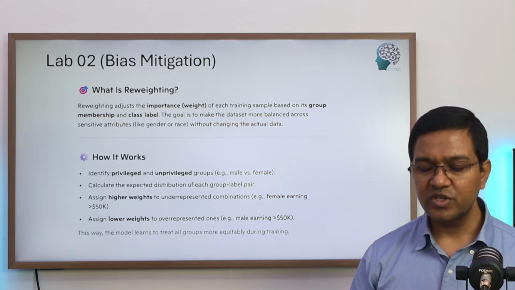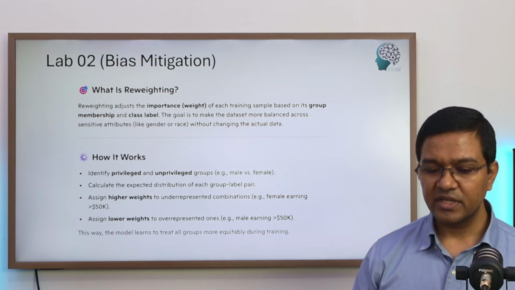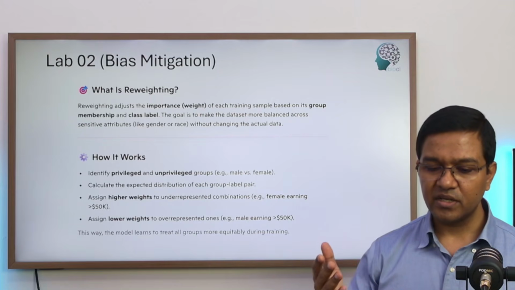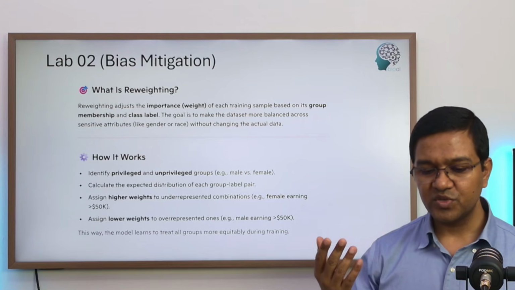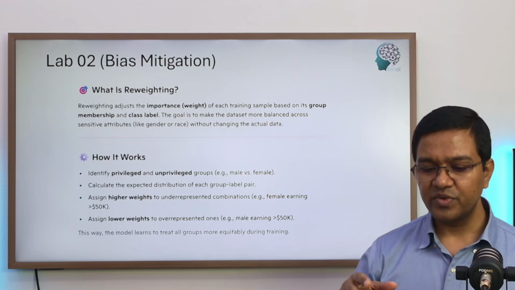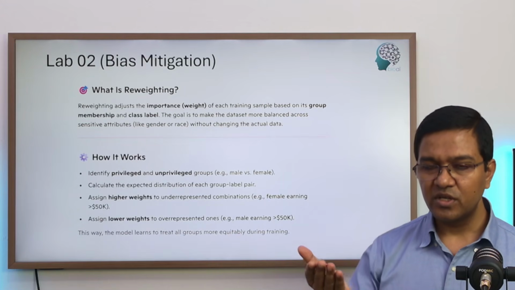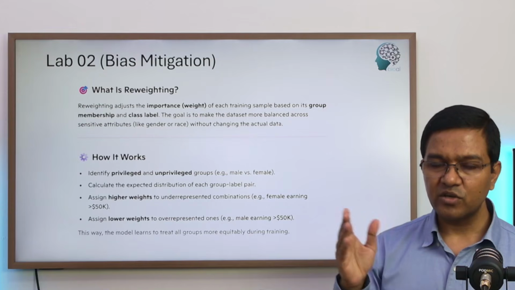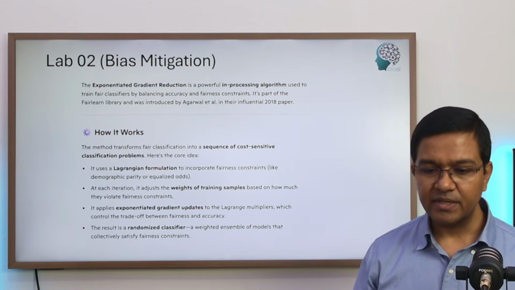In this way, we first identify the privileged and unprivileged group, here male and female, and then calculate the expected distribution of each group. You see that we calculated the ratio of females earning more than 50K, and then the ratio for males. Then we assign a lower weight to the overrepresented group. In this case, male data is overrepresented, so we will lower the weight of the male feature so that we can balance it.